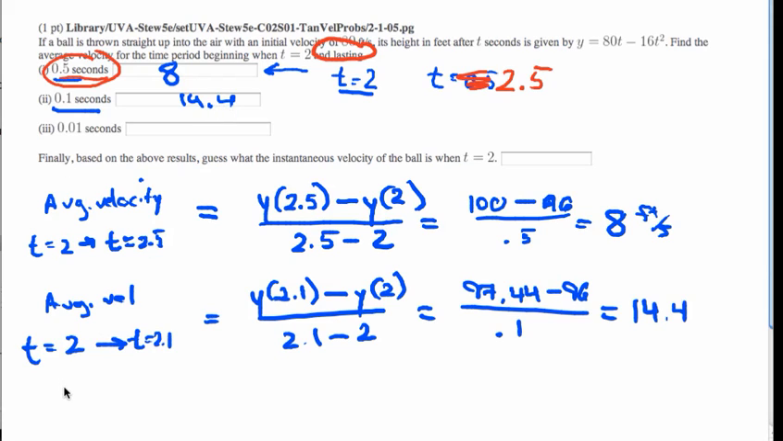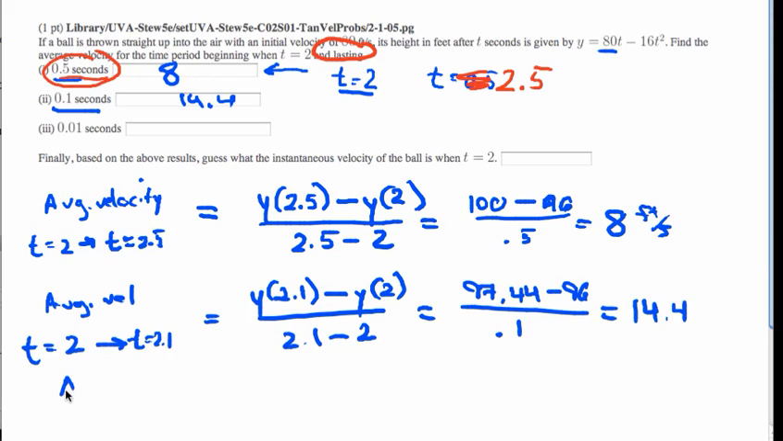0.01 seconds. I should mention too that since this is web work, the numbers that you see here, like the 80 and so forth, might have been different for you in your version of this particular problem, but the calculations are the same. And what you should do is go back and retry this problem and check your answers and make sure you're getting the idea.